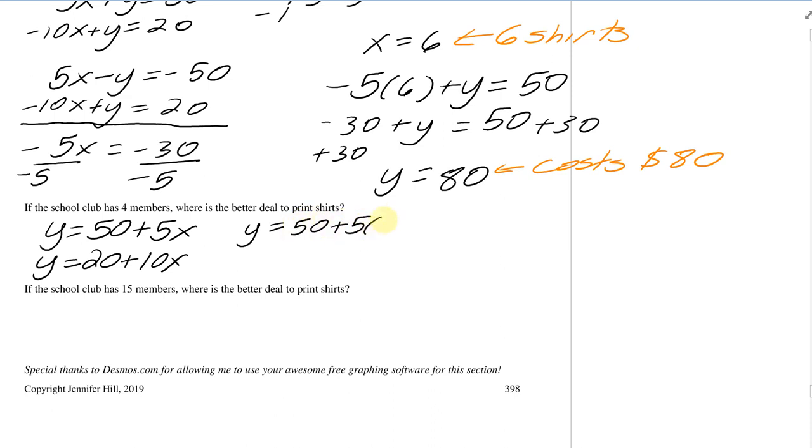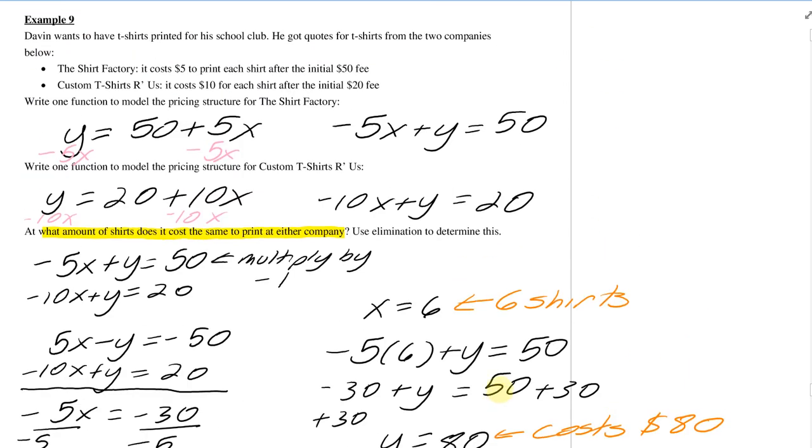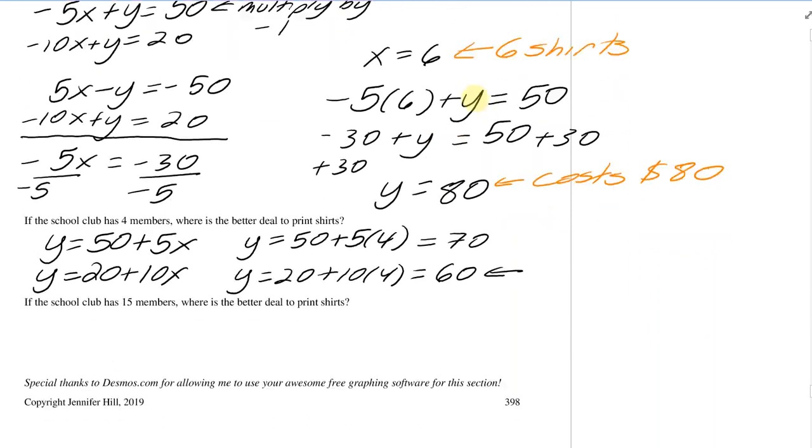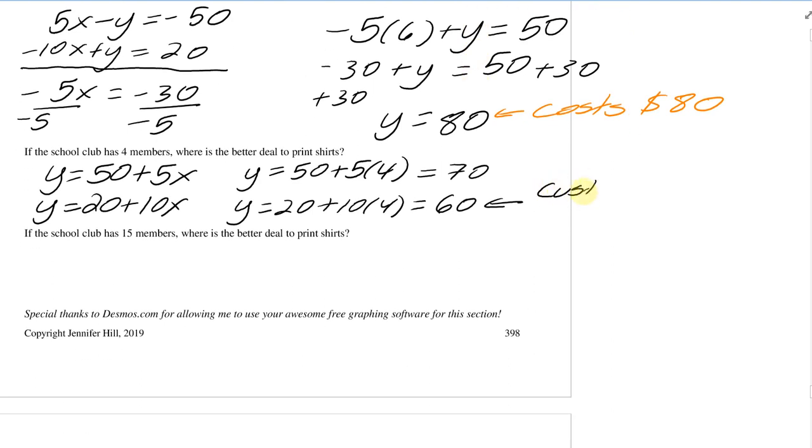So if I work this out, the first company will cost 70, versus the second company, so this is 20 plus 10 times 4. This will come out to 60. This was the second company, what is it, Custom T-Shirts or Us. So this tells me Custom T-Shirts is cheaper.